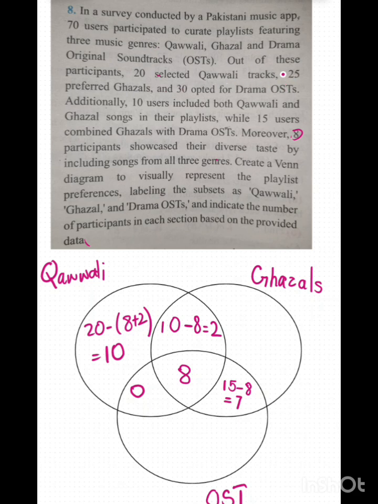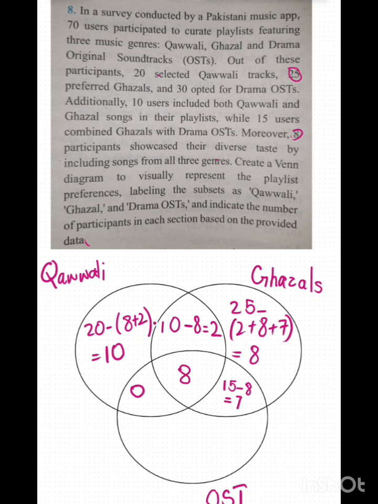Now in a similar way we will find out the rest of the 2 subsets. So 25 preferred Ghazals, but we need to subtract the overlapping parts. So 2 plus 8 plus 7. If we do this subtraction, 25 minus 17 would be 8. So moving on to the last subset, OSTs.